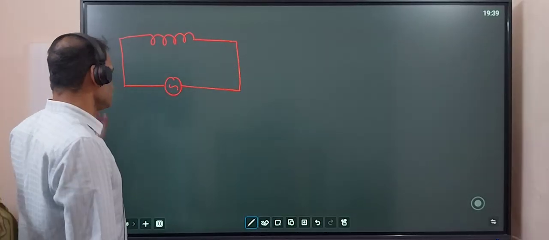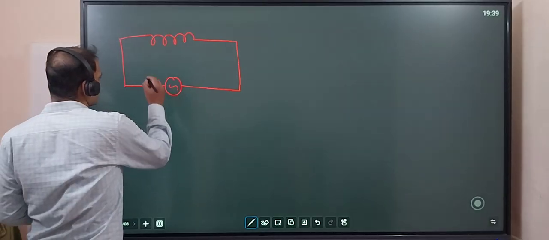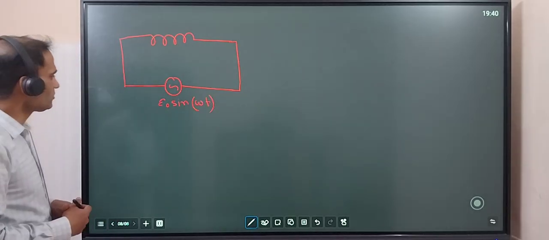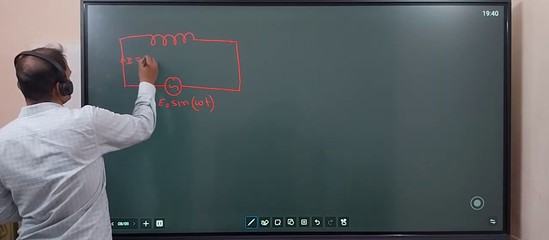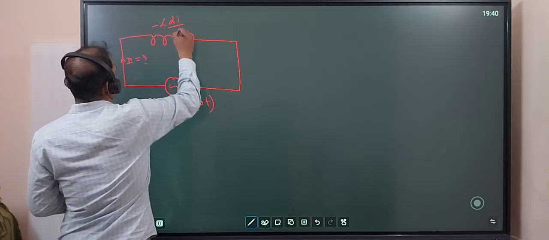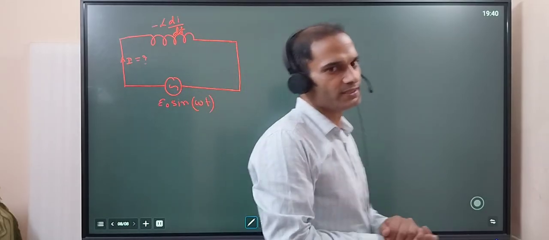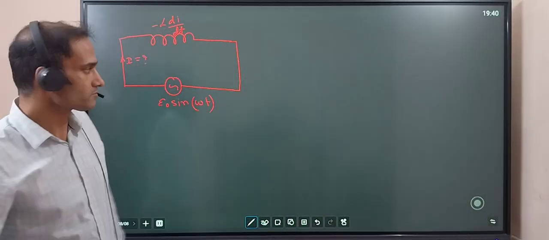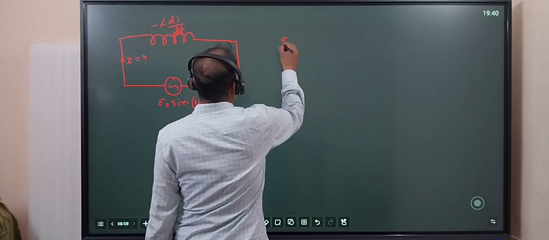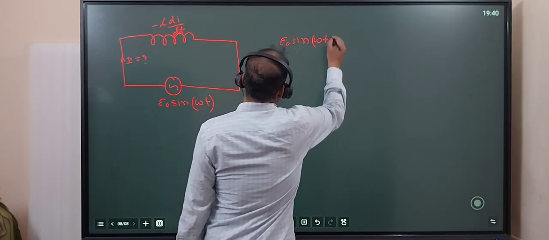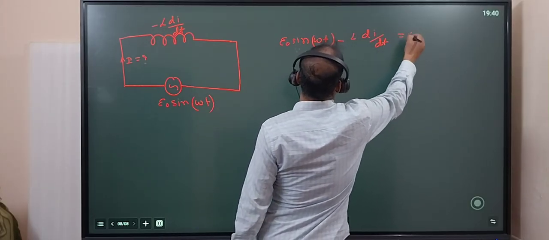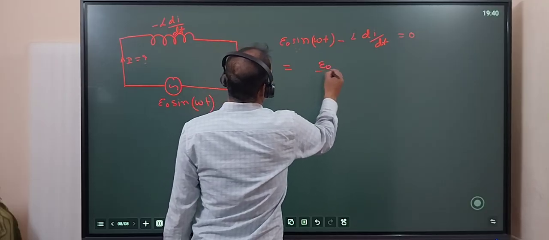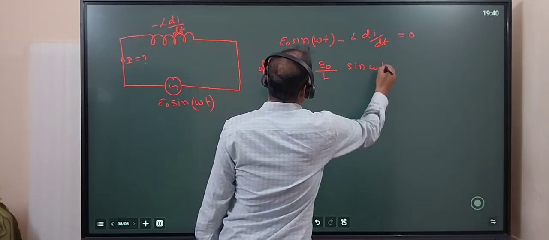Now this can be explained in two ways, but let us go for the old way, then we will talk about the new way also. Suppose EMF is E naught sine omega t, and current is I, which we don't know. EMF across the inductor will be minus L di by dt, we know this, right? We are going to use Kirchhoff's law. E naught sine omega t minus L di by dt is 0. So what will be I? di will be E naught by L sine omega t dt.